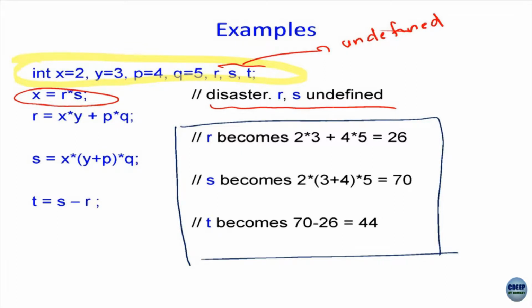Okay, so let's stare at this and see whether everything is in order. Your input is here, x equals 2, y equals 3, p equals 4, q equals 5. Are r and s and t initialized? So some of these variables are not initialized, and that can create a problem in the substeps that follow. So x equals r into s lands into trouble because r and s are undefined.